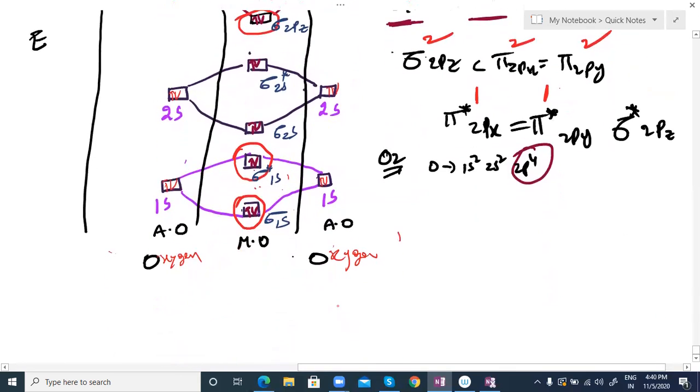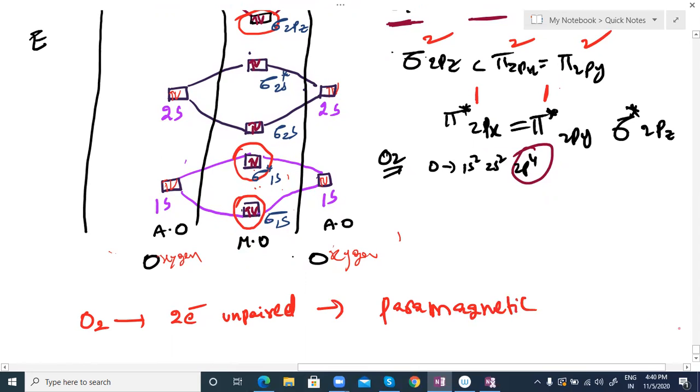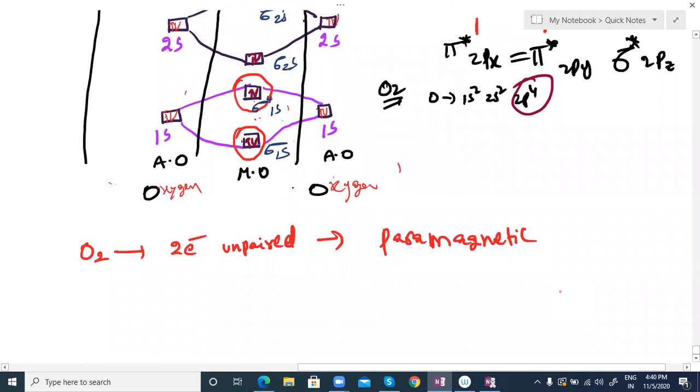Then they have unpaired electrons, so is that paramagnetic or diamagnetic? Paramagnetic. So O2 has paramagnetic nature because 2 electrons are unpaired. You can find out which ones have unpaired electrons; those can be attracted towards a magnetic field, so we can say paramagnetic. They are present in the anti-bonding orbitals, pi star. Anti-bonding means high energy orbitals, so you can remove those electrons easily.